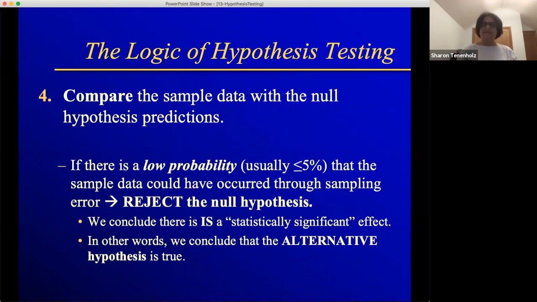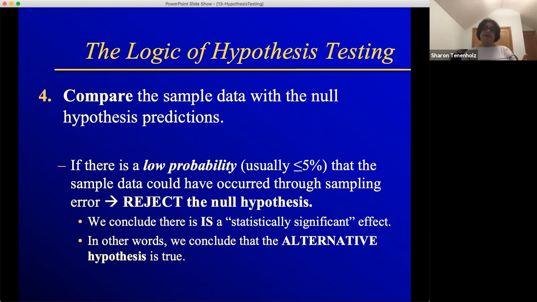Now, on the other hand, maybe there's a low probability, and usually we're looking for less than 5%. If there is a low probability that the data I'm seeing could have occurred through sampling error, simply by chance, like Muriel guessing all 8 cups of tea correct, a really low chance of that happening if there's really nothing going on, in that case, I'm going to reject my null hypothesis. It is really unlikely that that null hypothesis is true. Less than 5% chance of seeing these data. So that's probably not true.